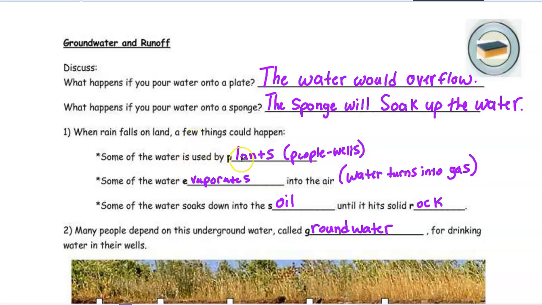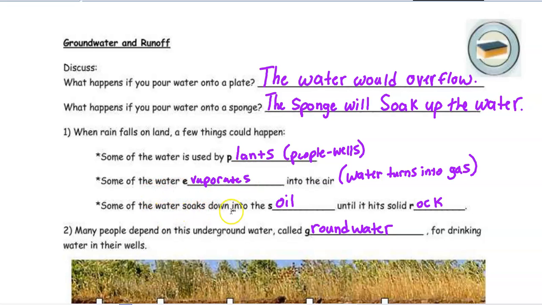Some of the water is used by plants. We also made the point that people could use the water, but they have to develop the wells to get down within the groundwater, which we'll talk about later. Some of the water evaporates into the air. Remember, evaporation is one of the first steps of the water cycle, where water turns into a gas. That gas is known as water vapor.